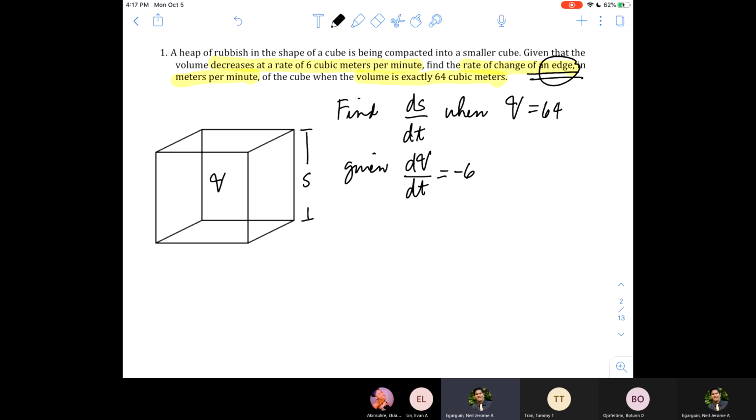So given dv over dt, are there any more information? I guess that's all of it. Essentially, the entire word problem is reduced to finding ds over dt when V is equal to 64, given dv over dt equals negative 6. So now we have a good, mathematical idea of what the problem is all about. Now the next step is to write the mathematical sentence.